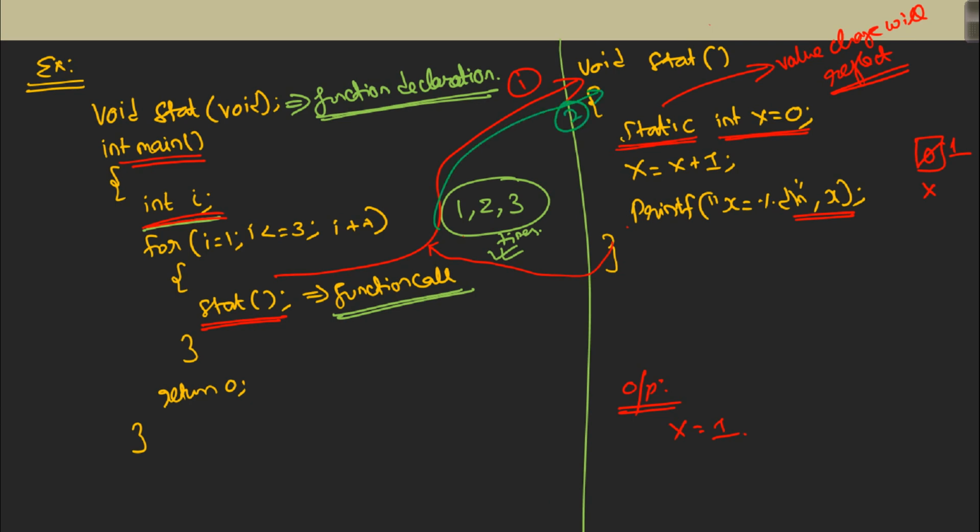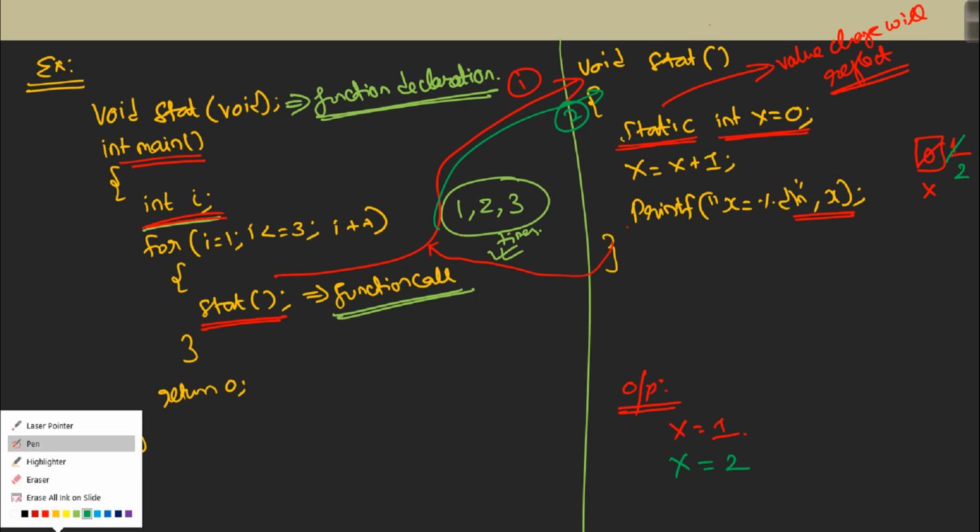Okay, and again you are reinitializing x equal to 0, but it will not reflect. That is called the purpose of static. Even though I am giving int x equal to 0, it will consider the previous value 1. So already x value is 1, so x plus 1. Now the value will become 2. So you are printing the value you will get is 2, right?